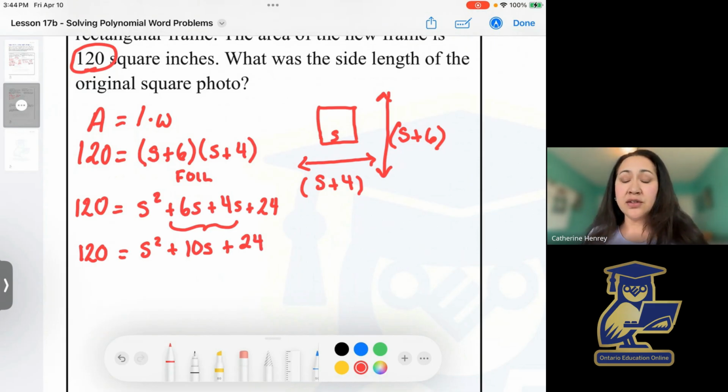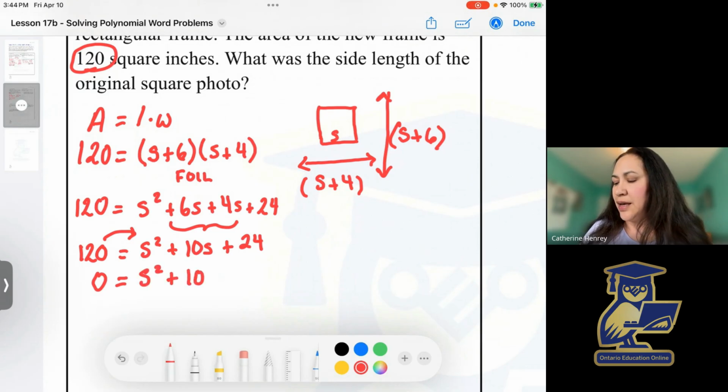In order to solve this quadratic, we have to take that 120 over to the other side, and that helps us set one side of this quadratic equation to 0. So 0 will equal S squared plus 10S. Then we have 24 minus 120. That will give us negative 96.